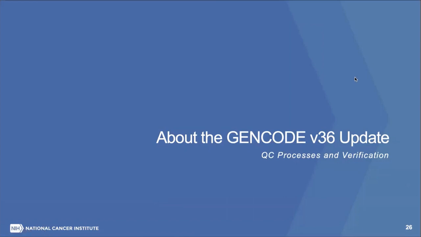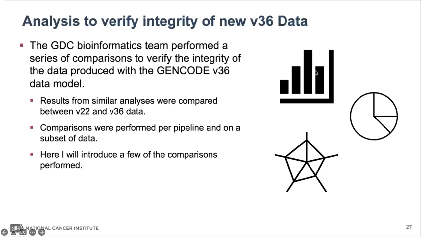So next we want to talk a little bit about the updates and how this was QC'd and verified. The GDC bioinformatics team performed a series of comparisons to verify the integrity of the data that was produced with this gene model. The results from similar analyses were compared between v22 and v36 data. The comparisons were performed per pipeline on a subset of data, and here I'll introduce a few of the comparisons that were performed.